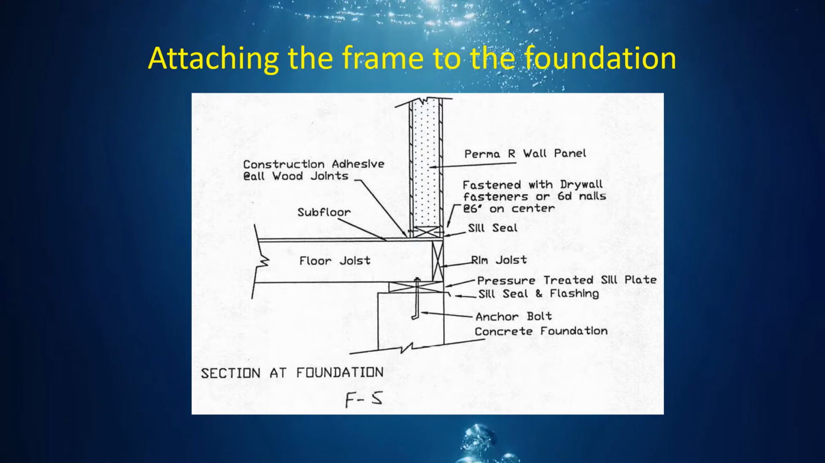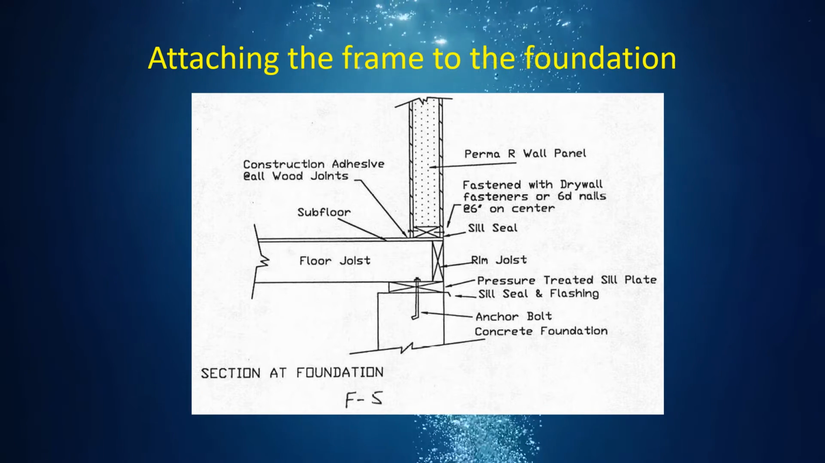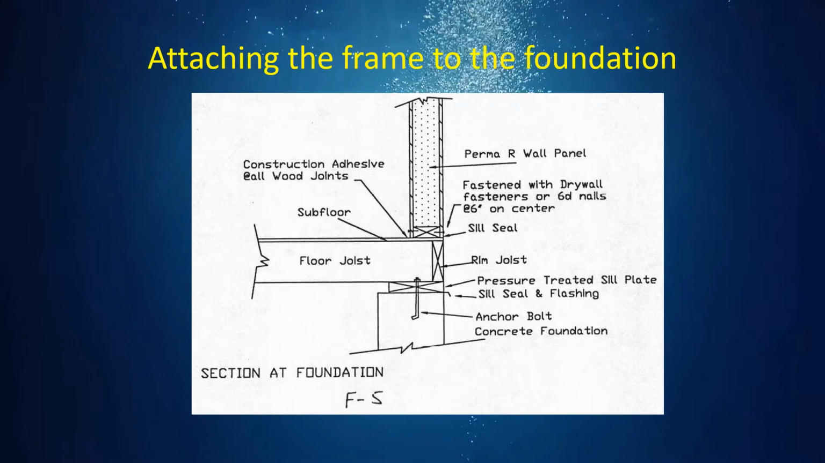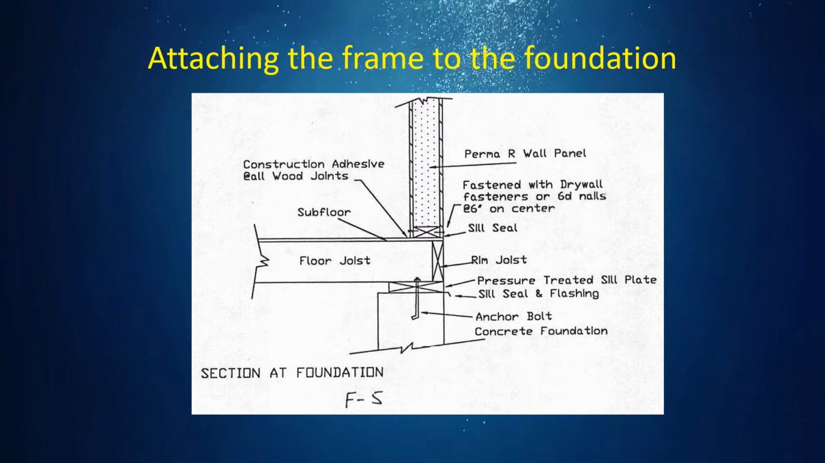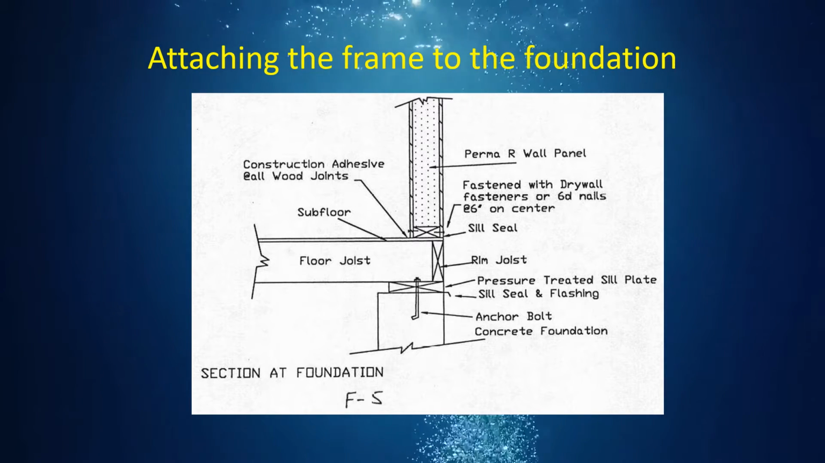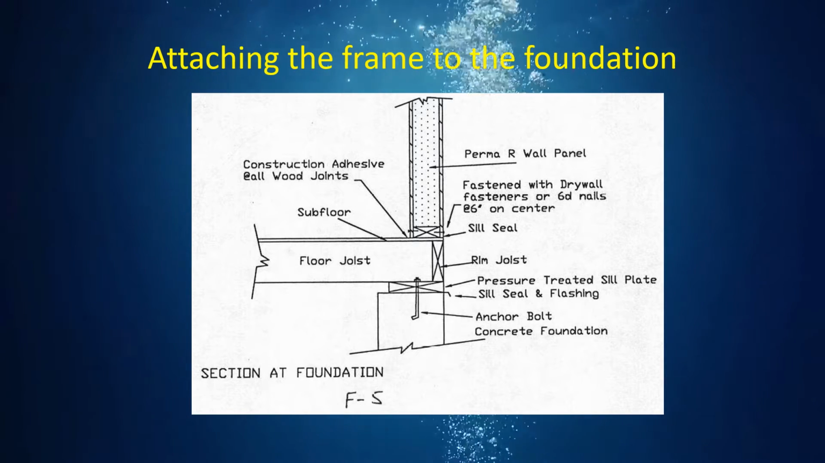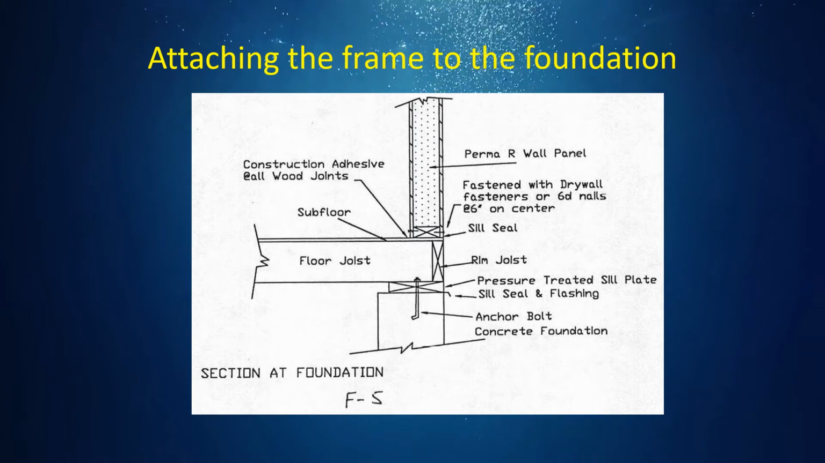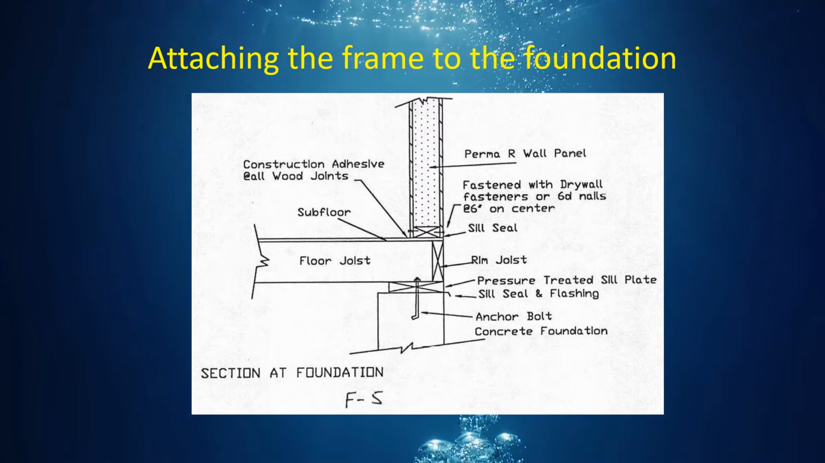A compressible fibrous sill sealer should be inserted between the sill and the foundation to reduce air infiltration through the gap. The normal foundation bolts are sufficient to hold most buildings on their foundation, but tall frames in areas subjected to high winds or earthquakes may require more elaborate attachment.